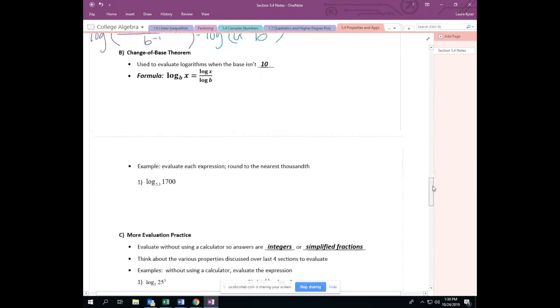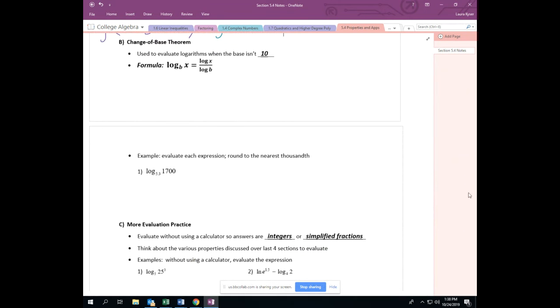So let's see here. We've got the change of base formula. The change of base formula is the way that you evaluate logs using the calculator when you are not dealing with log base 10 or natural log, because it could be any log base 4 of 7, log base 19 of 0.2, whatever the case is.